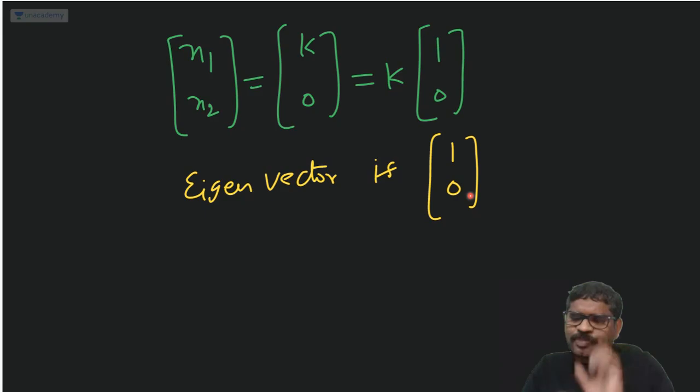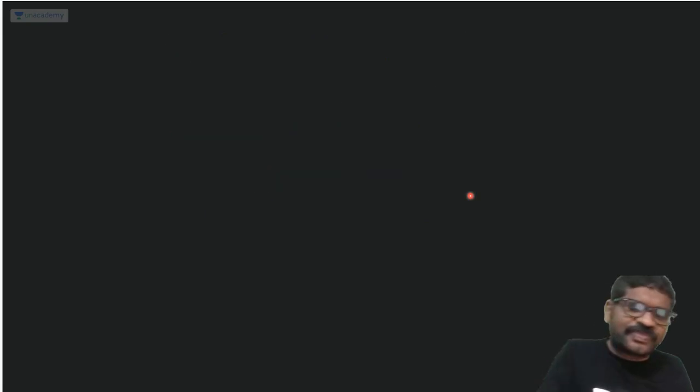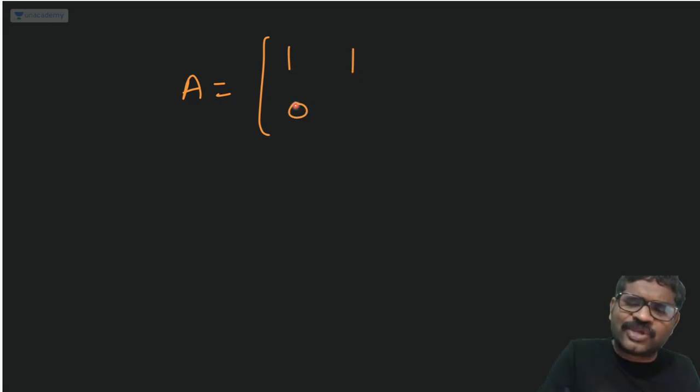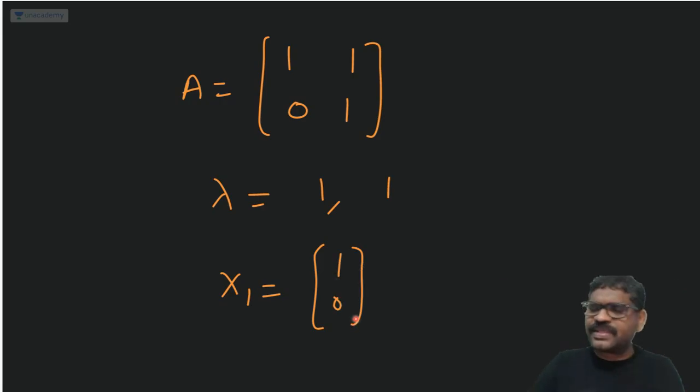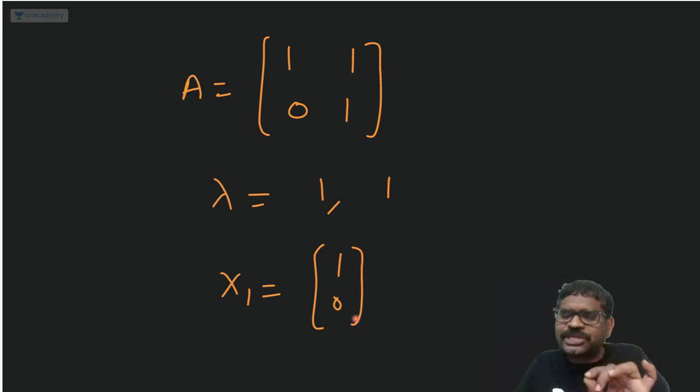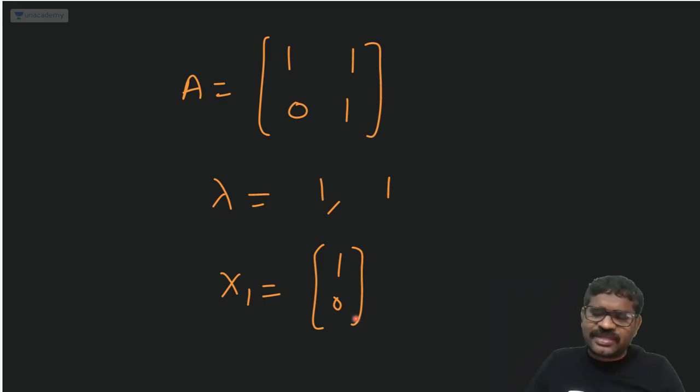Now in this problem, our matrix is [1 1; 0 1]. We got two eigenvalues 1 comma 1, but you got only one eigenvector, that is (1, 0). Okay, I will give the conclusion after completion of the next example. In this problem you have two repeated eigenvalues. One eigenvalue repeated 2 times, but you got only one eigenvector.